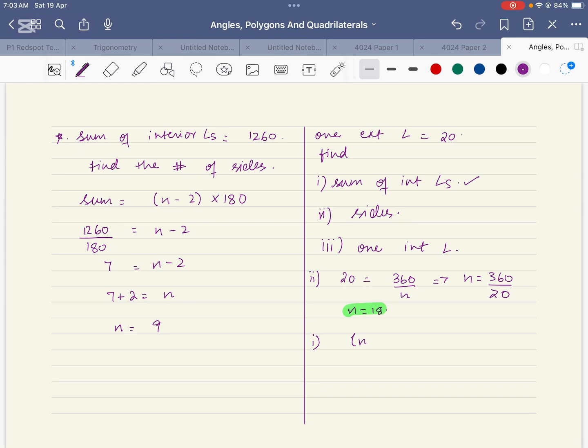Sum of interior angles is n minus 2 into 180. 18 minus 2 is 16 into 180, which gives me 2880. Now I want to calculate one interior angle. I can calculate one interior angle simply by subtracting the exterior angle from 180, because the sum of interior and exterior angle is 180. So the answer is 160.